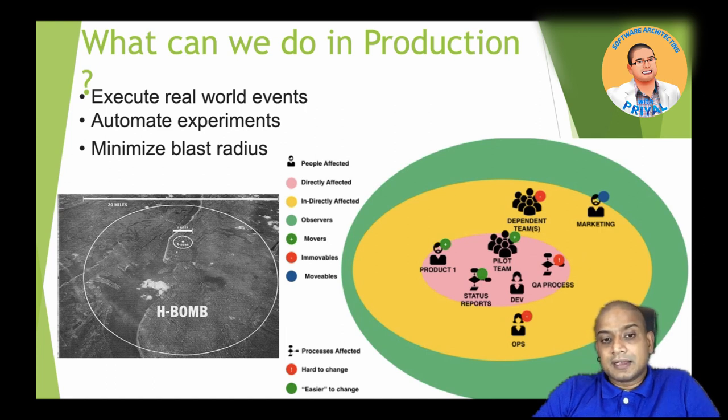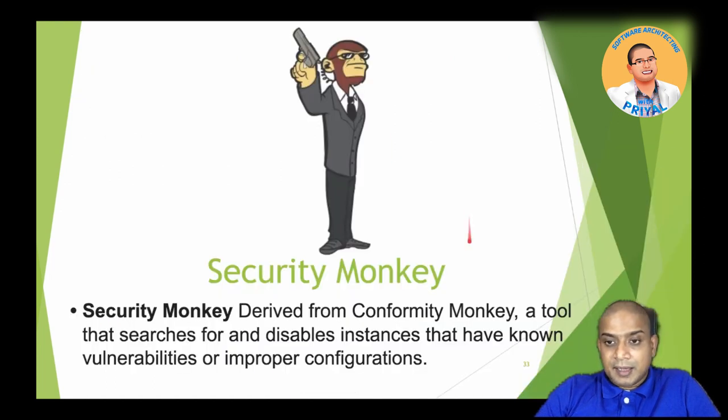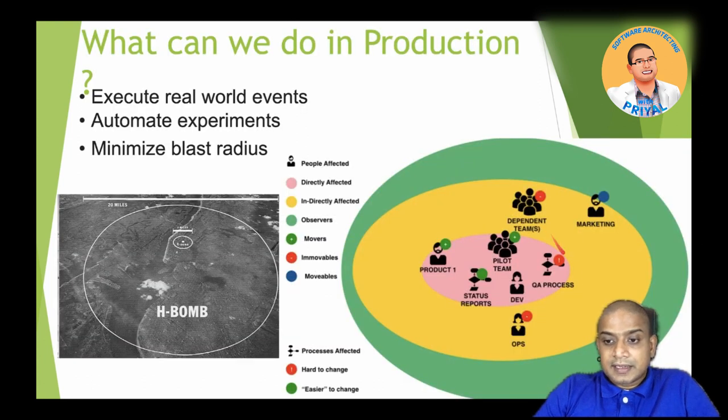you need to reduce the blast radius. I have given an example here that you need to keep your customers out as much as possible. Whatever chaos testing you are doing should have minimum impact on your customers, and the high focus should be your production team, pilot team, and QA process. First of all, you need to define this blast radius, or the affected areas, in each and every one of your chaos engineering tests.